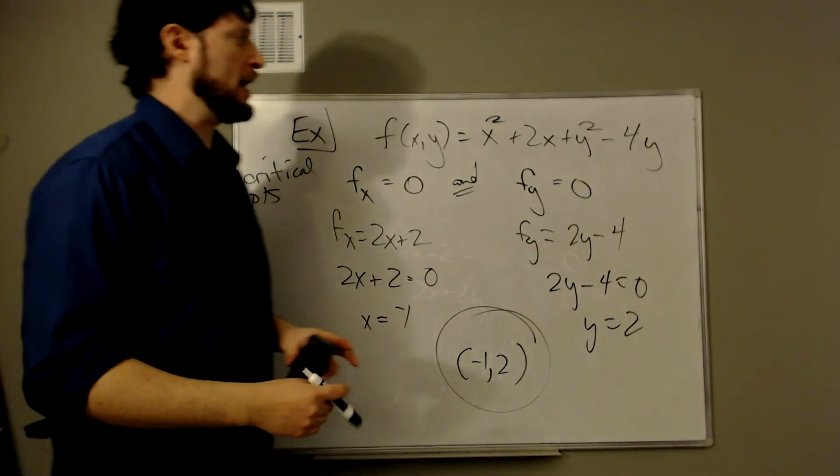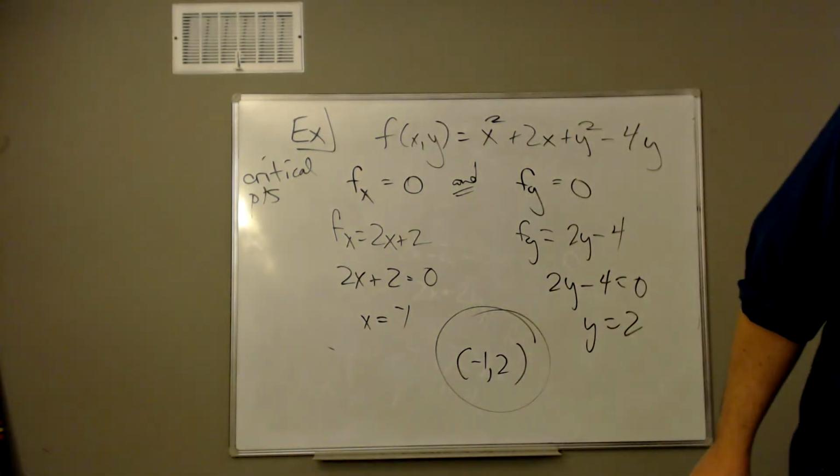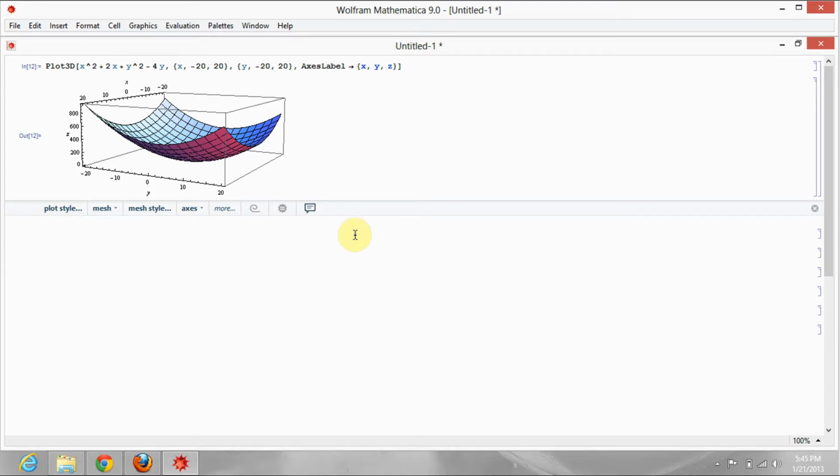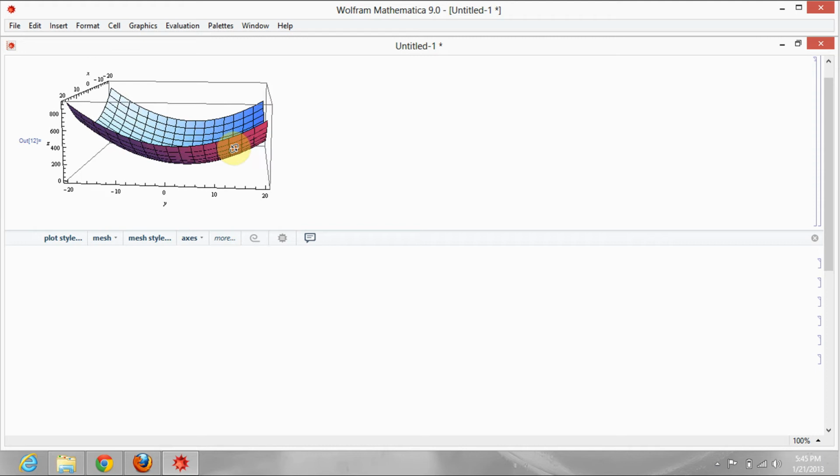Let's take a look at its Mathematica graph just to confirm that it works the way we'd like. Here we've plotted our latest function, z equals x squared plus 2x plus y squared minus 4y. I plotted it over a reasonably big range, negative 20 to 20 for x and y. I've also included our axes labels, x, y, and z, so we can be sure that we're comfortable with where we are. Now, remember that we calculated that the minimum value should be at negative 1, 2. That's negative 1 for x and 2 for y.